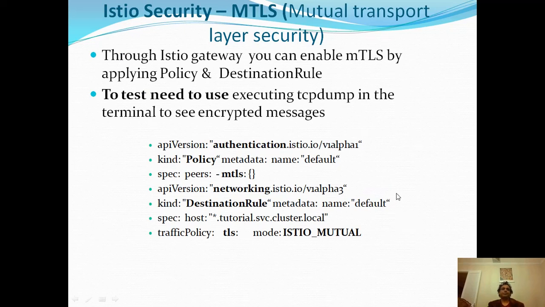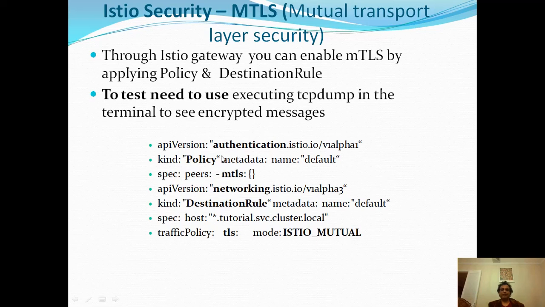Okay, the next important thing we can do is mutual transport layer security. So microservices are there, pods are there, and pods will be talking with each other, and while pods are talking with each other, you don't want anybody else to see the traffic in plain text, right? If that is your scenario, mostly once Kubernetes is there, you want to make sure it is more secure. So through the Istio gateway, you can enable MTLS by applying a policy and a destination rule.